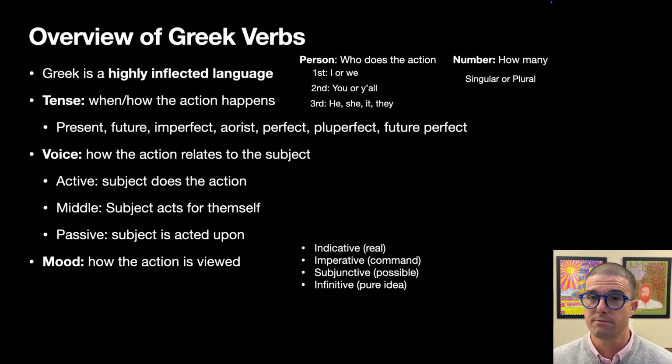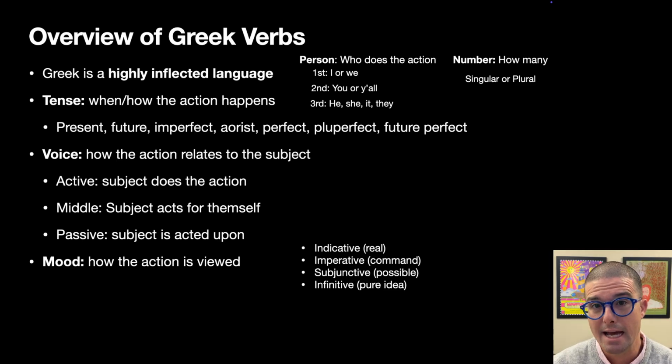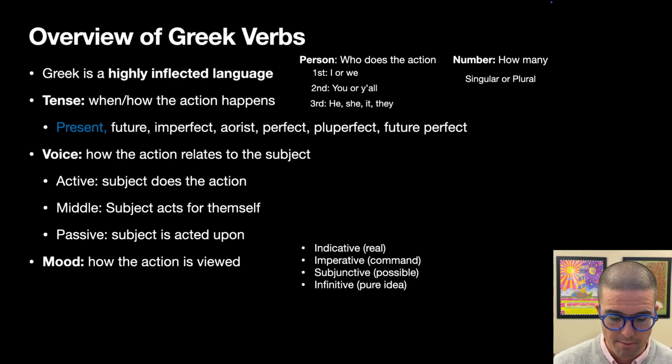It changes its forms to indicate that it's present active indicative and also to indicate the person, whether it's first person, second person, third person, first person being I in the singular, we in the plural, second person being you in the singular or y'all in the plural, and third person being he, she, it in the singular or they in the plural. Greek will change its endings to indicate that information.